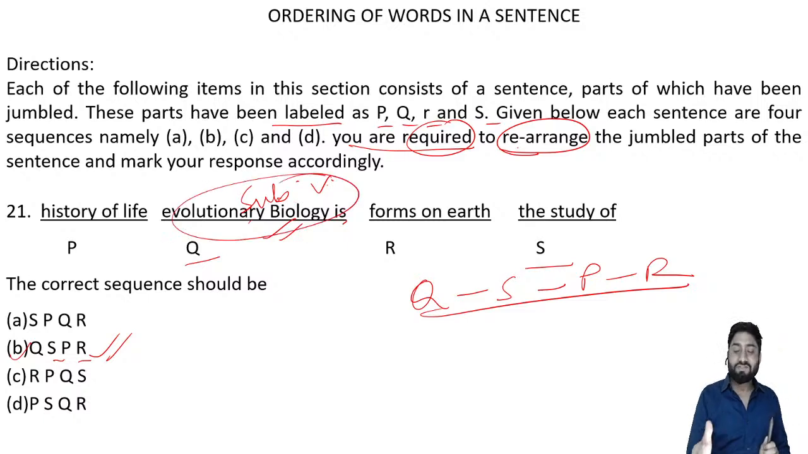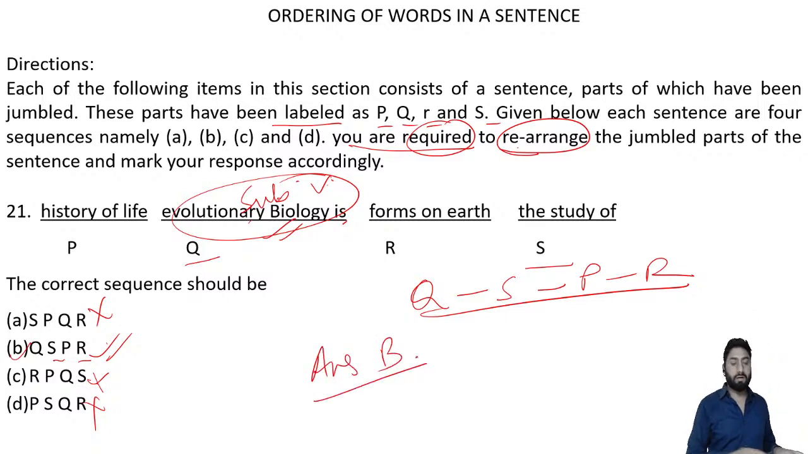This goes well, the study of, so Q plus S, that has to be there. And QS is not there in any of the others, it remains in only two options. This cannot be the answer anyway, because Q and S cannot come at the end, right, as you all know. So we are left with one option, that is B. So the answer is B.